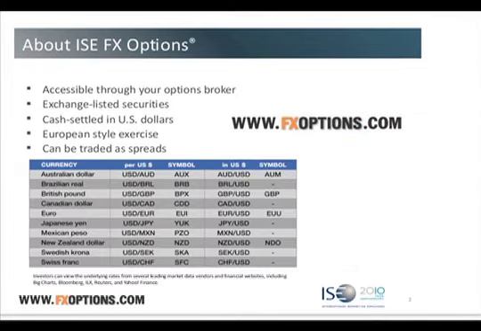A little bit about these ISE options. They are accessible through your options broker. They're exchange-listed securities. They're cash-settled in U.S. dollars, European style. They can be traded as spreads. Brand new, as of this Friday, we'll be trading these options at 7:30 Eastern Time. So we're going to open 2 hours early. We've been hearing a lot of requests from European traders, so we've listened to those requests, and we will be trading 7:30 Eastern Time and going to 4:15. The symbols are right there, so you can always refer to those.